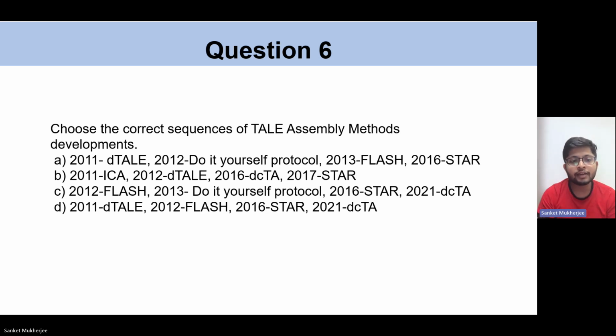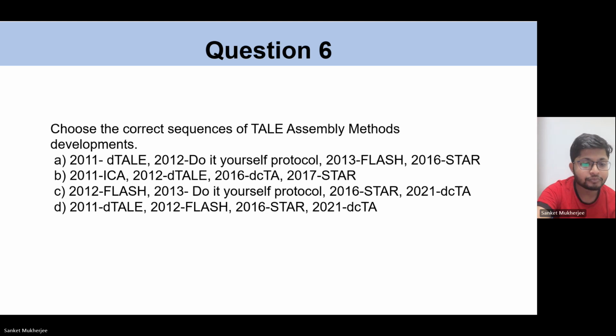So is it 2011 DETAIL, 2012 Do It Yourself Protocol, 2013 FLASH, and 2016 STAR, or 2011 ICA, 2012 DETAIL, 2016 DCTA, and 2017 STAR? Or is it 2012 FLASH, 2013 Do It Yourself Protocol, 2016 STAR, and 2021 DCTA? Or is it 2011 DETAIL, 2012 FLASH, 2016 STAR, and 2021 DCTA? So the answer to this would be option D.